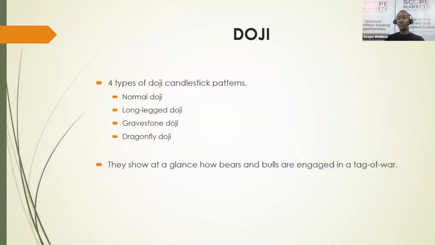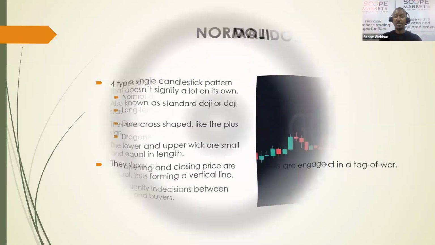So we begin now with the dojis, okay? We begin with the doji. When we talk about the doji, you need to understand that dojis help us to know how bears and bulls are engaged in a tug of war. You remember on Monday we talked about this tug of war, that every currency in a pair wants to dominate. So there'll be that contention because each and every currency wants to dominate, okay? And this is where you find that the dojis tend to form the most. So we have four types of dojis. We have the normal doji, the long-legged doji, the gravestone doji, and what we call the dragonfly doji.